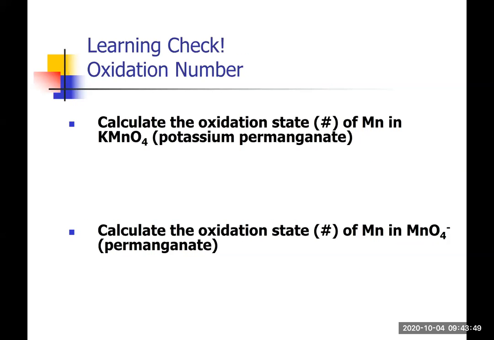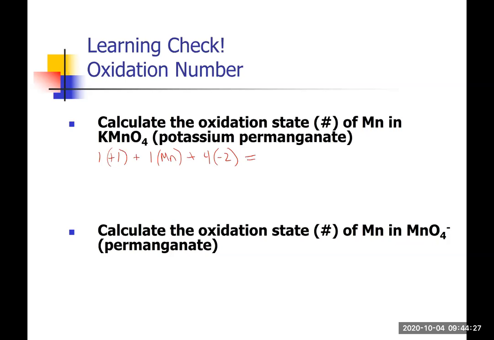So let's do a couple of other examples. Let's calculate the oxidation state or oxidation number of manganese in potassium permanganate. So we know that the potassium has a +1 oxidation state, and we know that there is one of them. We know that we only have one manganese, but we don't know exactly what the oxidation state is of manganese. That's what we're after. And since this is not a peroxide, we know we have 4 oxygens. Each will contribute -2.